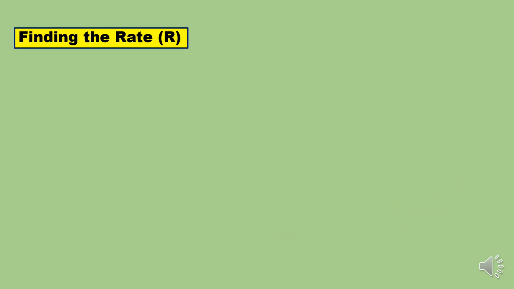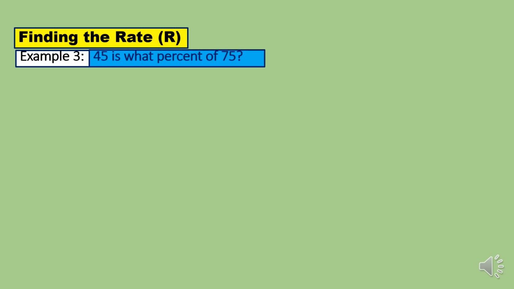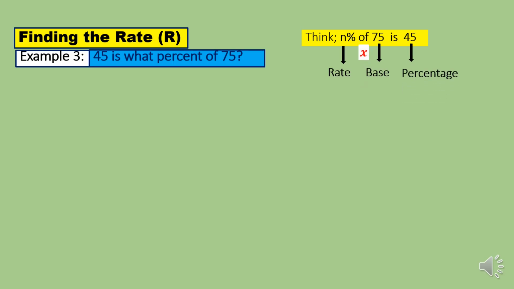Example for finding the rate. 45 is what percent of 75? Isipin natin, n percent of 75 is 45. N percent, ito yung rate. 75 is the base and 45 is the percentage. Karagdagang kaalaman, ang of ay sumisimbolo ng multiplication at ang is ay equal.